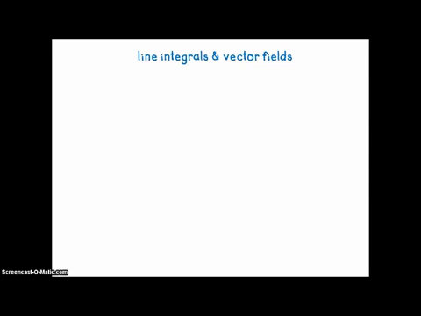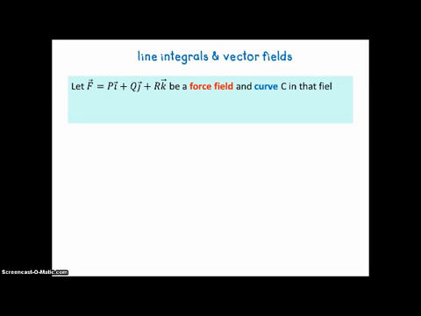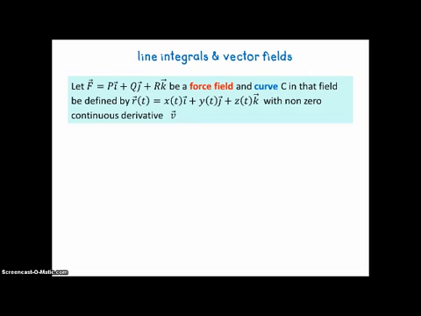So now we'll move on a little bit and talk about line integrals with respect to vector fields, specifically a force field. So let's say we have F as a force field and curve C in that same field, in the same space as the field, and r(t) is a vector valued function with non-zero continuous derivative v(t), which is r prime of t, which, to take the derivative of a vector valued function, you take the derivative of the individual components. Now, non-zero continuous derivative just means it's a smooth curve, and so everything's going to work nicely.